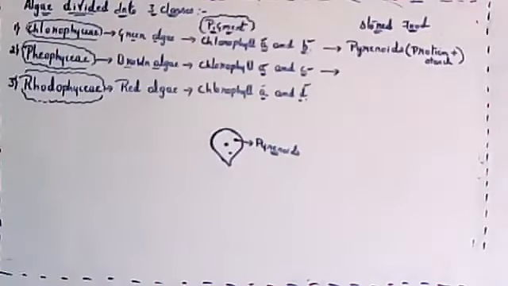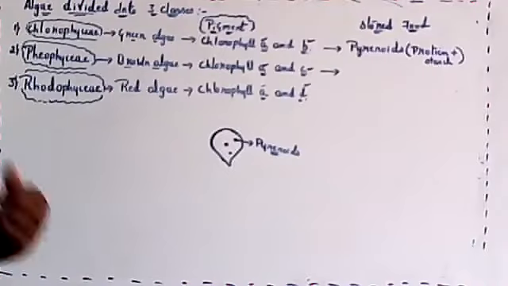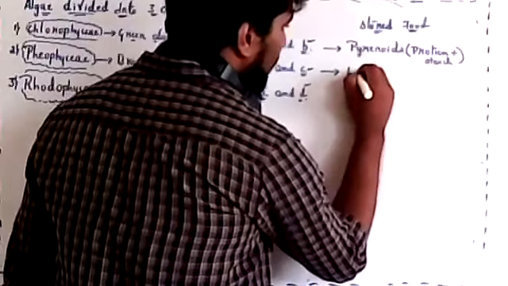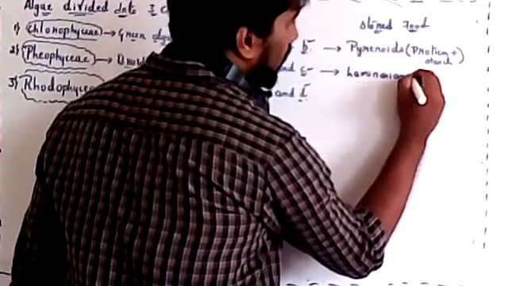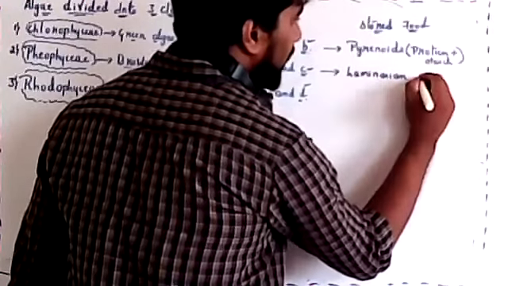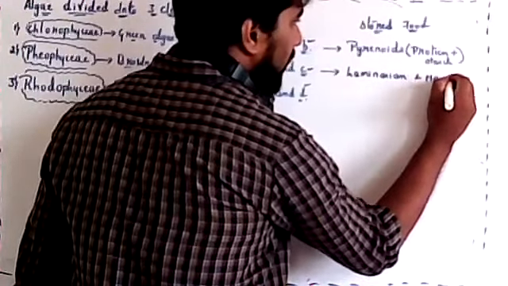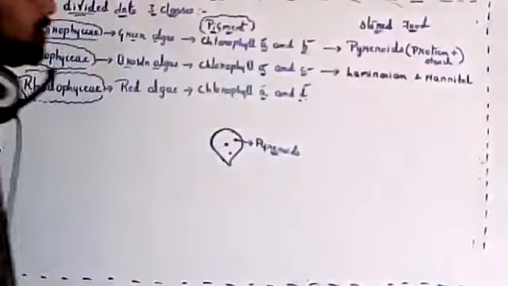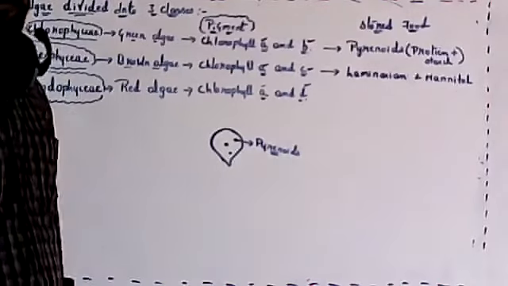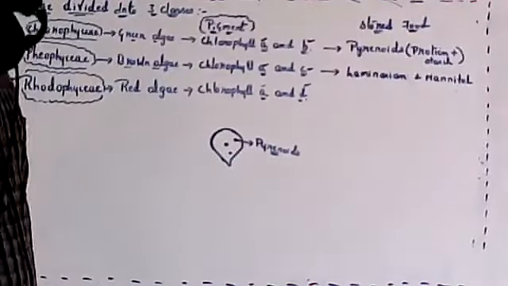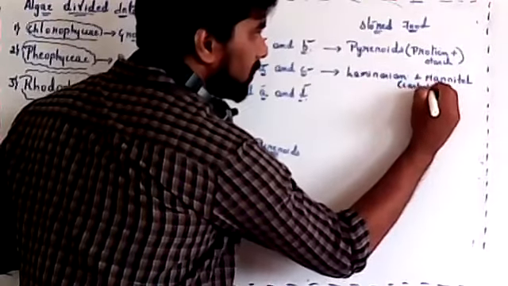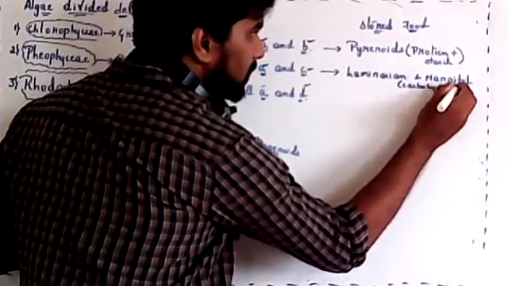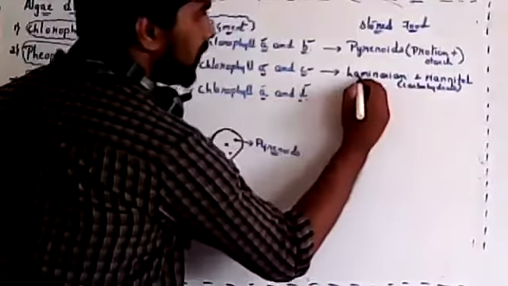So stored food is in the form of pyrenoids. Okay. So next is brown algae. Here stored food is in the form of carbohydrates. So that is laminarin and mannitol. So laminarin and mannitol, both are carbohydrates. So if food is stored in brown algae, it is known as laminarin and mannitol.